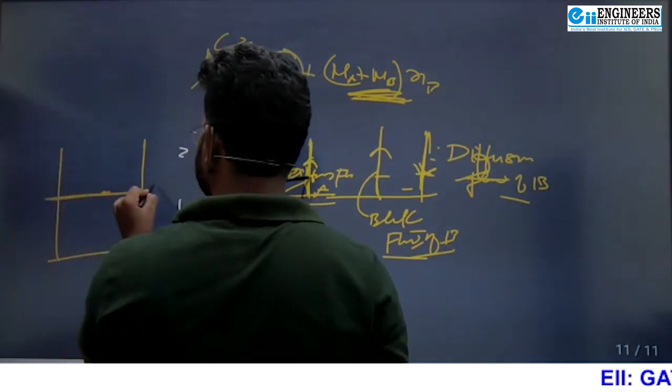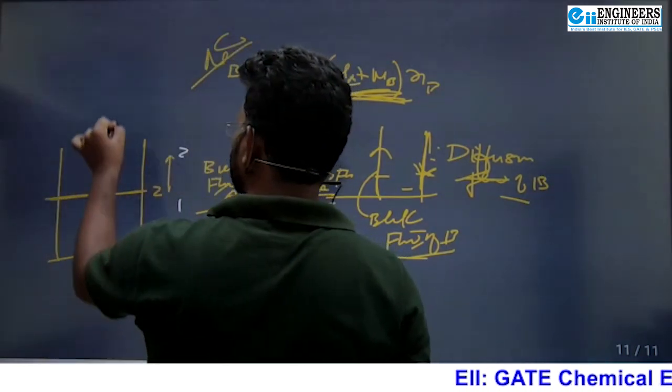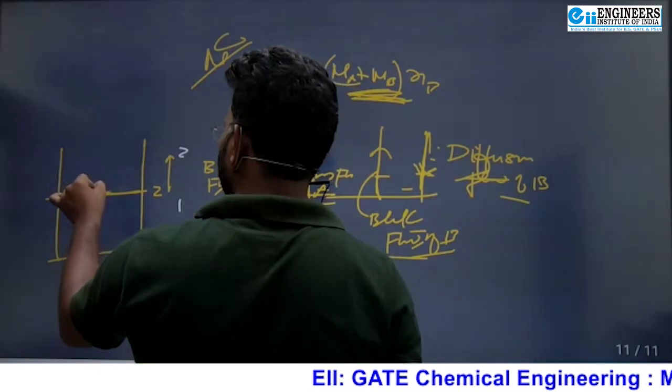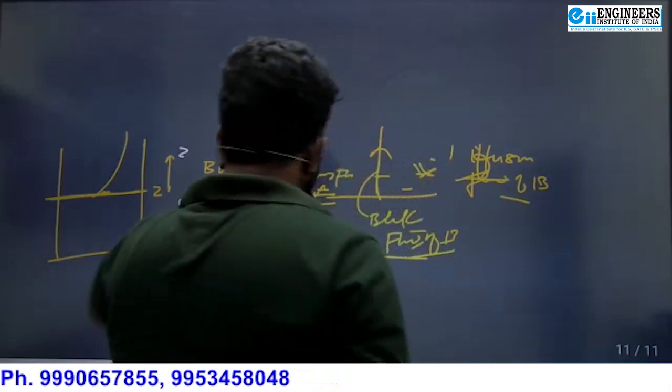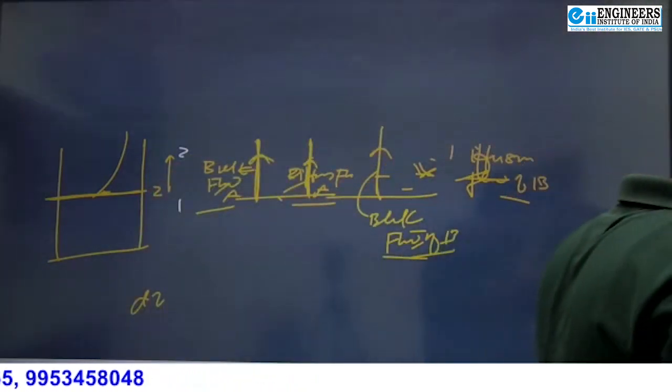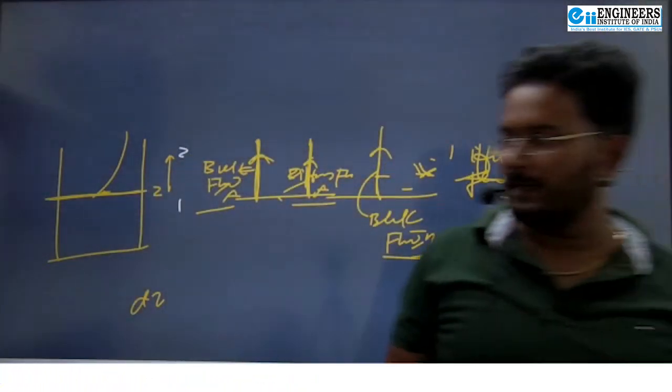Here, if this is the Z, as we move, B is maximum here. As we move, the concentration of B is going to decrease. So what profile is there? A logarithmic profile is there. You have seen how we obtain the profile, that we will discuss in the next lecture.